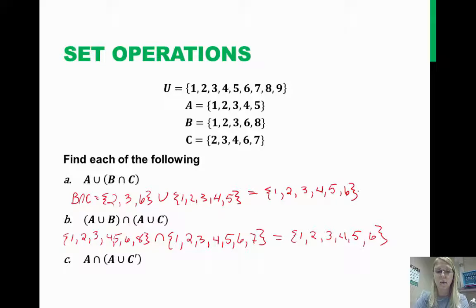The last one we have on this slide is A union C naught and A intersecting that. So before I can even do the inside of the parentheses, I need to find out what C naught is. So let's do that up here. C naught will be anything that is not in C that's in the universe. So we're missing a 2, a 3, a 4, a 6 and a 7. So we have 1, 5, 8, and 9.